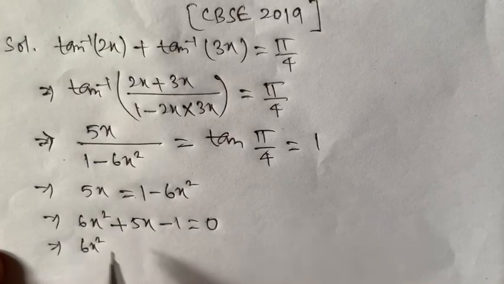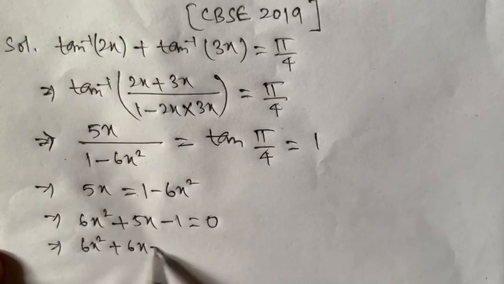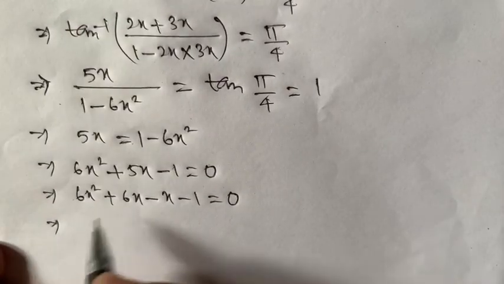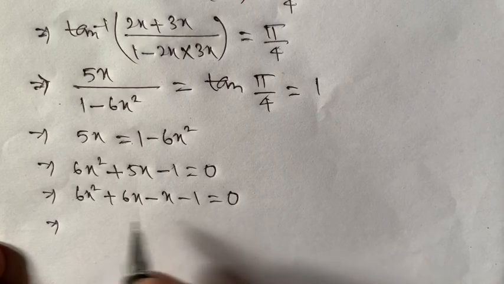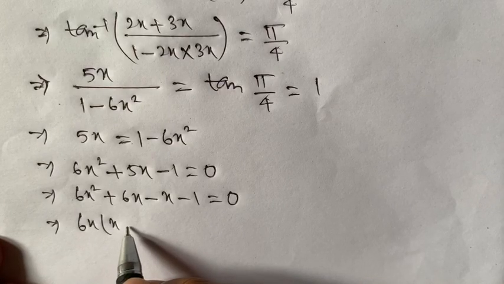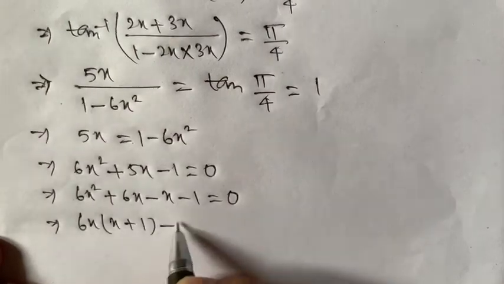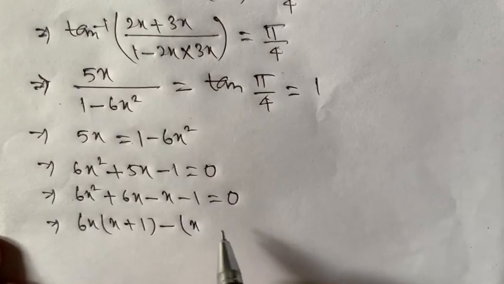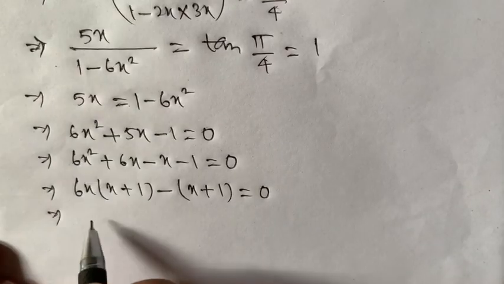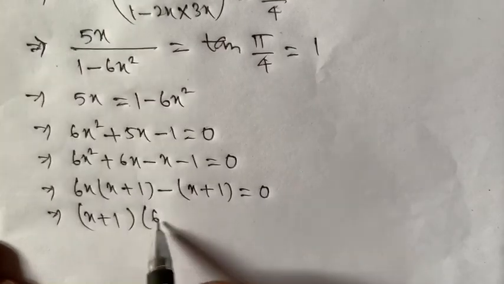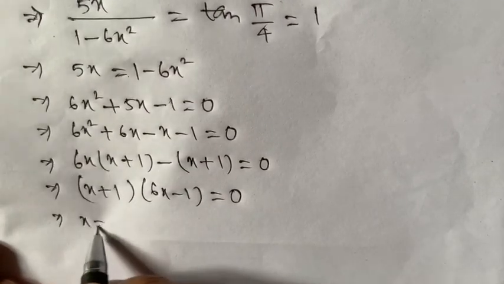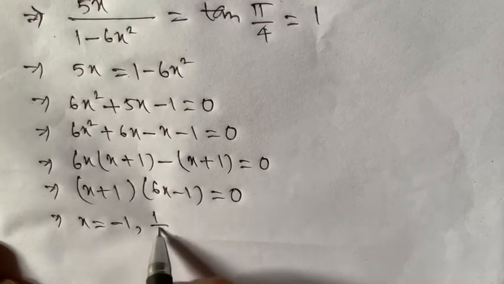Now 6x square plus 6x minus x minus 1 is equal to 0. We have split the middle term, that is 5x, in terms of 6x minus x there. We will take 6x as common from first and second term. It is x plus 1, and then we will take minus 1 as common to obtain x plus 1 equal to 0. So we will have (x plus 1) into (6x minus 1) equal to 0, and we will have x is equal to minus 1 and 1 by 6.